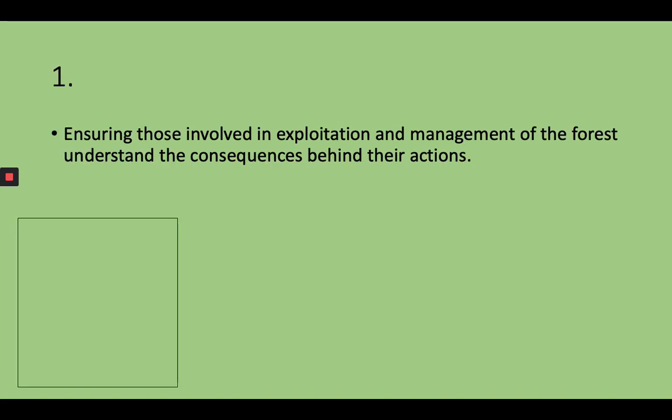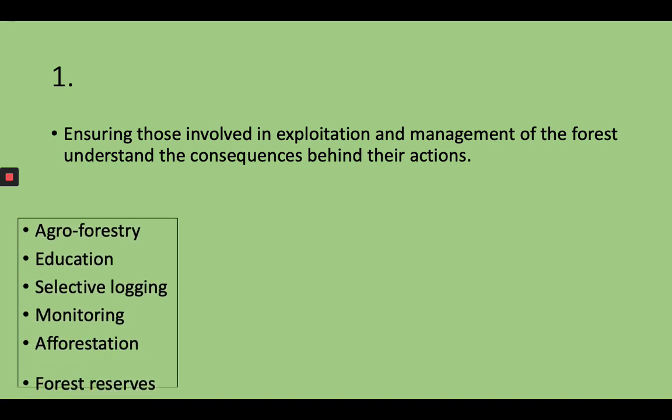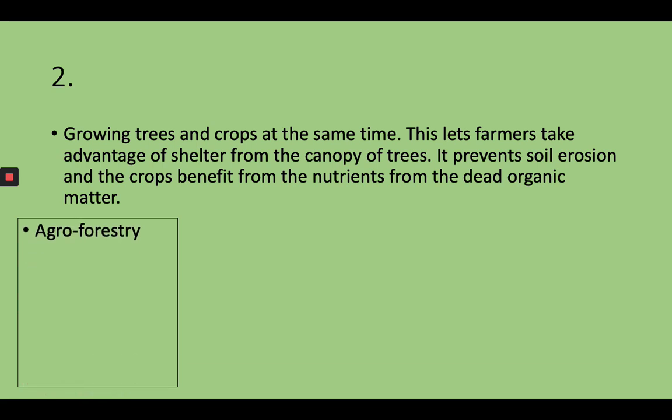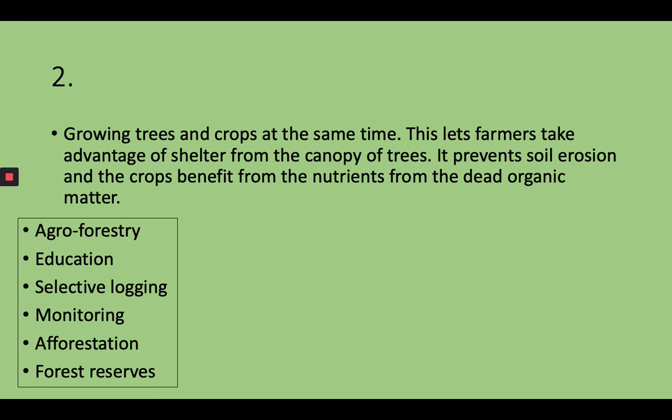Number one, ensuring those involved in exploitation and management of the forest understand the consequences behind their actions. Put number one and decide which of these words you think this is the definition for. Pause this if you need extra time, but no worries if you want to continue. Number two, growing trees and crops at the same time. This lets farmers take advantage of shelter from the canopy of trees. It also prevents soil erosion and the crops benefit from the nutrients from the dead organic matter.